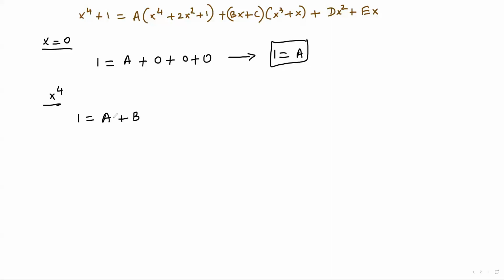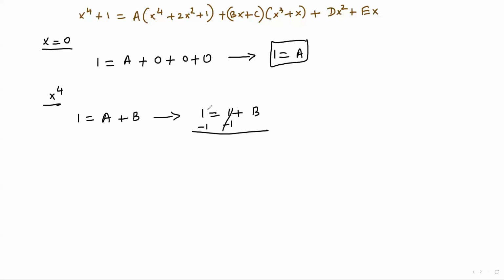When I compare the coefficients of x⁴, I'm getting 1 is equal to a + b. Already I got the value of a, that is 1, so I can plug in 1 for a, then I'll be getting 1 is equal to 1 + b. Now I can subtract 1 from both sides.